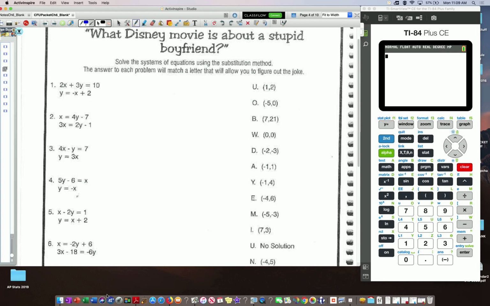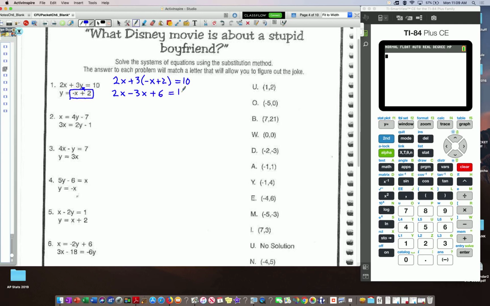On number 1, our substitution, notice how y right here is all by itself. So I'm going to take what y equals and plug it in to the equation up top. So as I do that, I have 2x plus 3 in parentheses. I put the negative x plus 2. That equals 10. So now all I have to do is distribute. So I have 2x, 3 times negative x is minus 3x. 3 times 2 is 6.